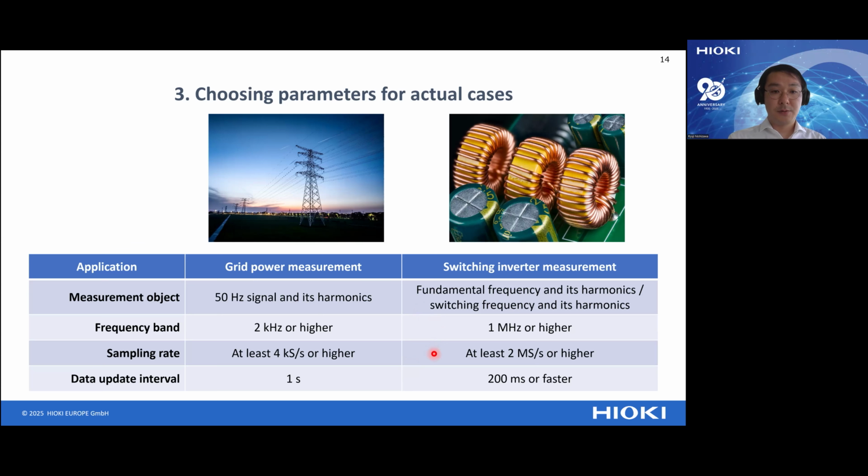And to avoid aliasing, the sampling rate has to be 2 megasamples per second or higher. Because, compared to grid power measurement, switching inverter power changes very rapidly, it is better to have a faster update rate. 200 milliseconds or faster is better. So as you can see, the required specs depend heavily on the applications.